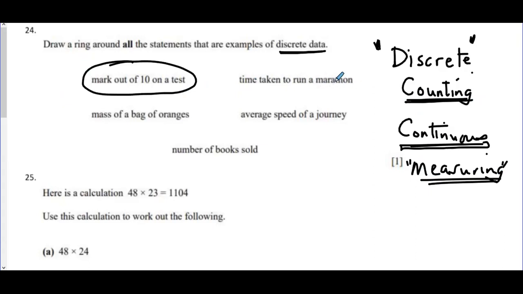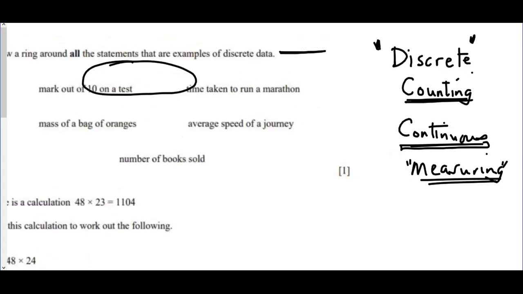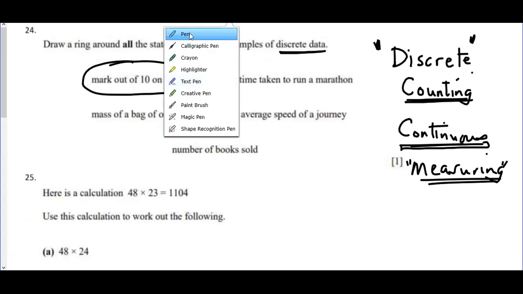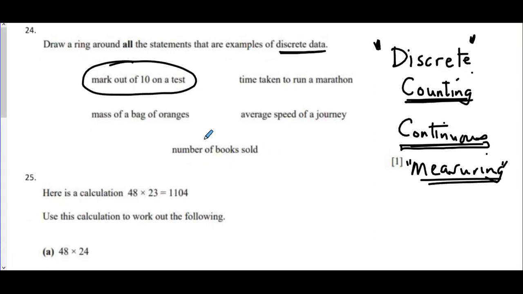Time taken to run a marathon, time taken. You have to do measurement, take a stopwatch, ask somebody to run a marathon, and then you check their stopwatch, that is measuring. So time taken to run a marathon is not discrete, it will be continuous, okay? Mass of a bag, if you want to measure masses of people, masses of children, that is all about measuring. Average speed, this is all about measuring. Okay, number of books sold. For you to get the number of books sold, you need to count basically. So you cannot measure the number of books. So if I ask you, how many books do you have in your home library?